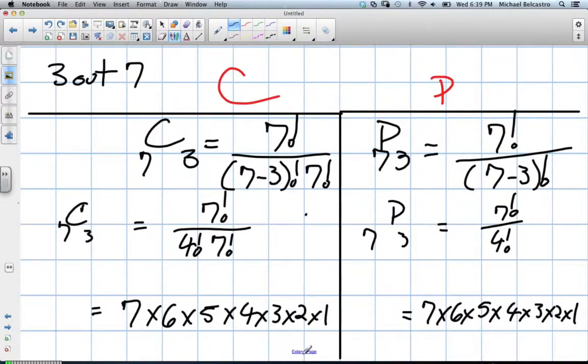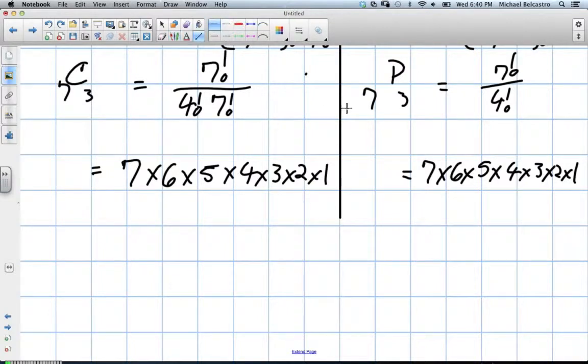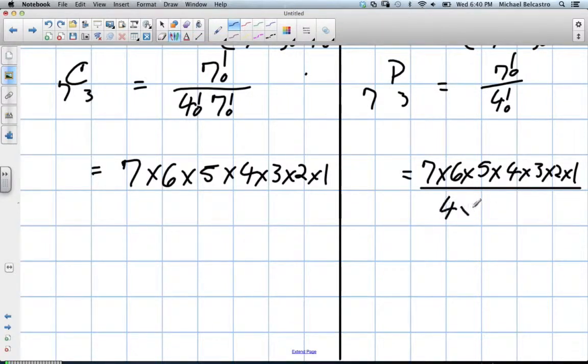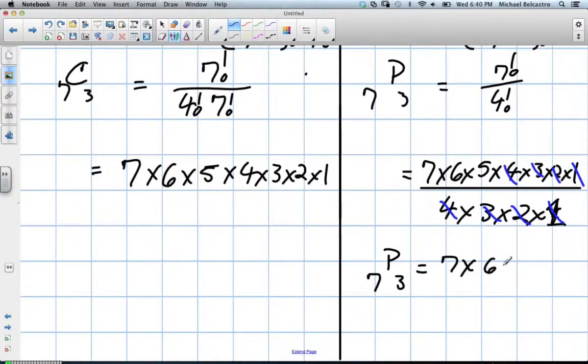So when it's divided by something, what essentially happens is we're able to make it a simpler question. 4 factorial is from 4 to 1: 4, 3, 2, and 1, right? Well, when we have a division like this, we can essentially cancel out terms that are the same. So 1, 2, 3, and 4 cancels out. So really, the permutation of 7 to 3 is the equivalent of 7 by 6 by 5. That would be our answer.